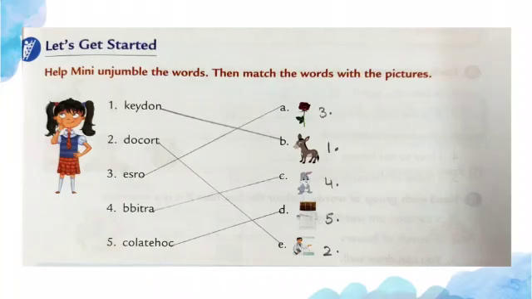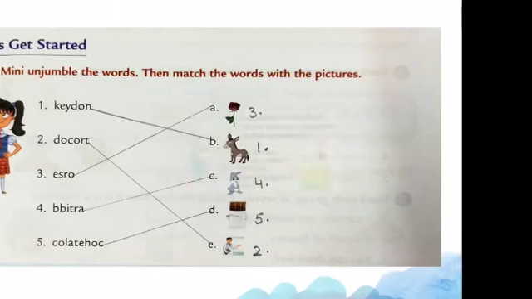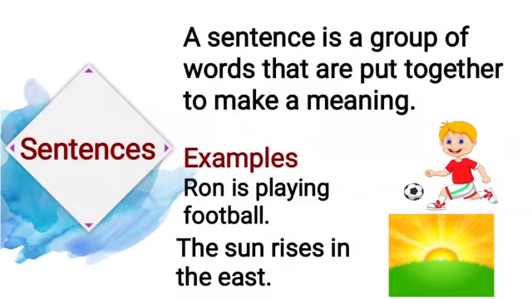Now my dear children, let's understand what are sentences. Dear children, a sentence is a group of words that are put together to make a meaning. It should make a meaning. For example, if I say, "is playing Ron football," will it make any sense? Is it making any meaning? No, it's not making any meaning, so it cannot be a sentence. But if I say, "Ron is playing football," it's making sense. So, it is a sentence.